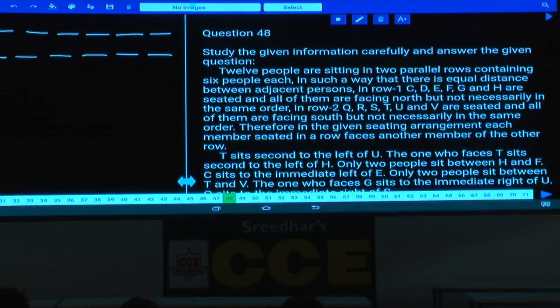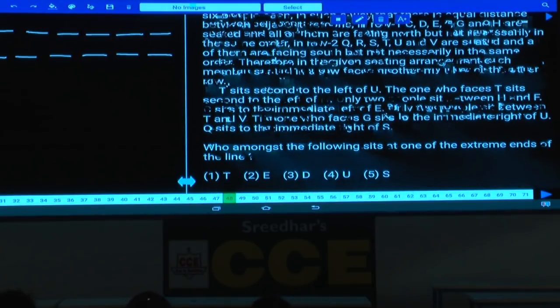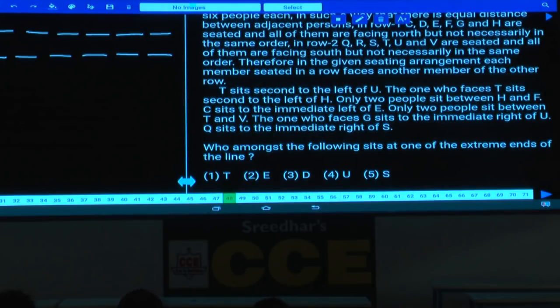Row 1, C, D, E, F, G, and H, and all of them are facing towards north. Then tell me who are the persons in row 1? C to H are the 6 persons seated in row 1 facing north. And row 2, Q, R, S, T, U, and V. Q to V are the persons who are seated in row 2 and they are facing towards south. And therefore, in the given seating arrangement, each member seated in one row faces another member of the other row. Clear now?